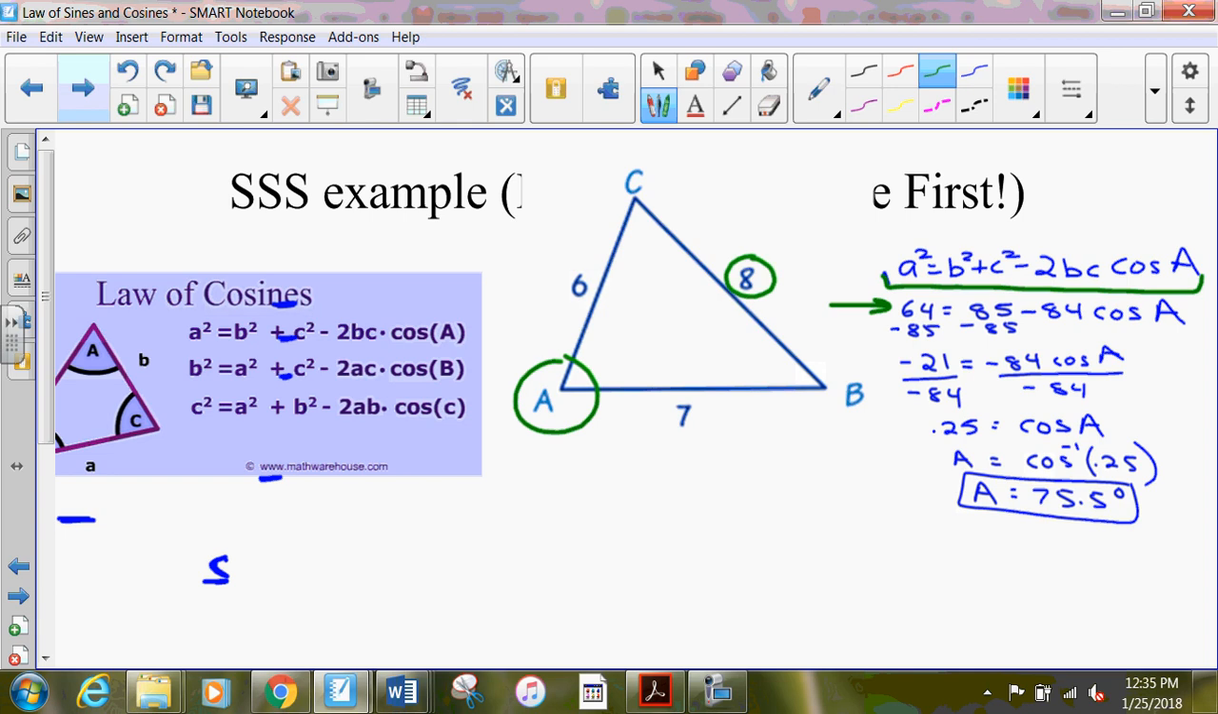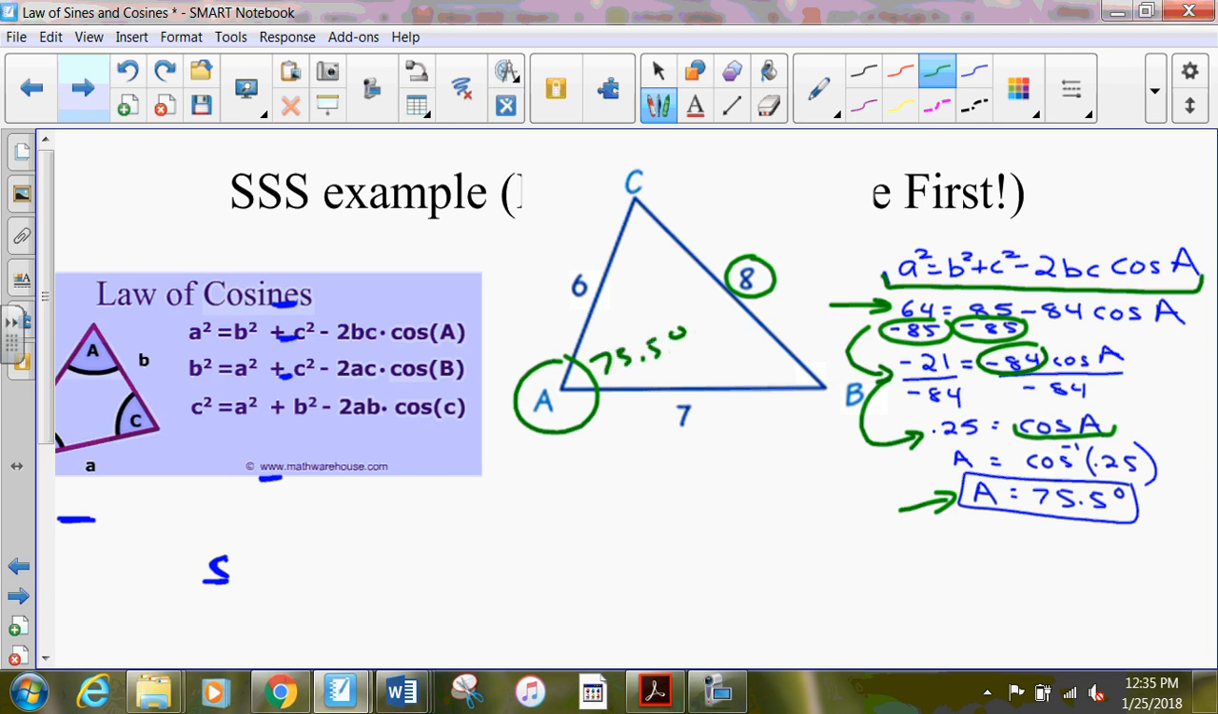Then from here to here, we are subtracting the 85 from both sides. Then to get rid of the negative 84, we are dividing both sides by negative 84. And finally, we isolate cosine A. To find what angle A is equal to, we take inverse cosine of 0.25. And we get, ta-da! Angle A is 75.5 degrees.